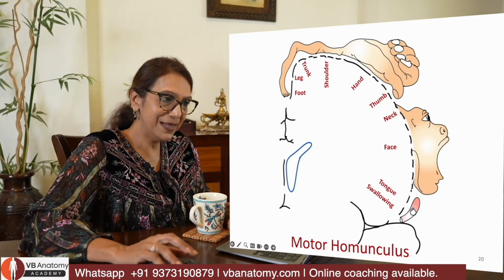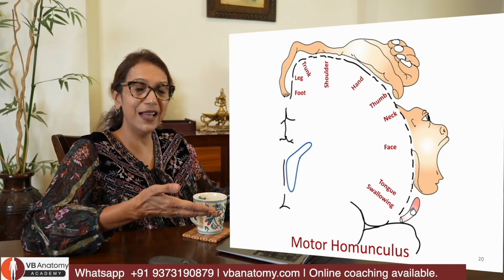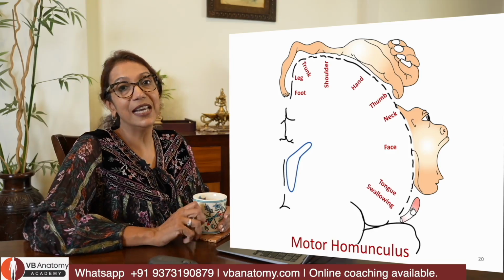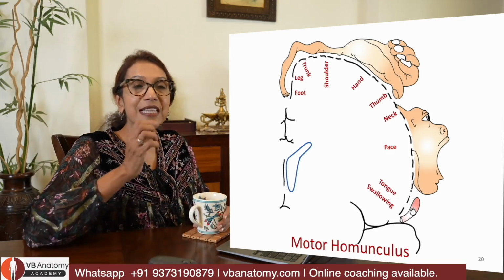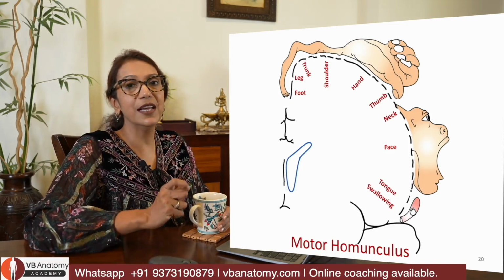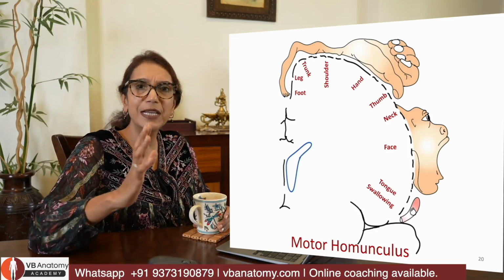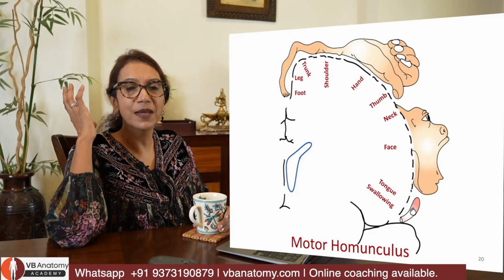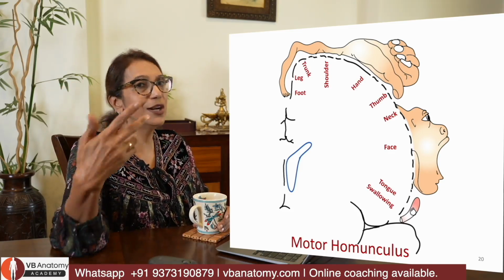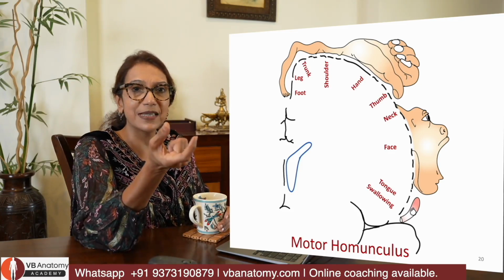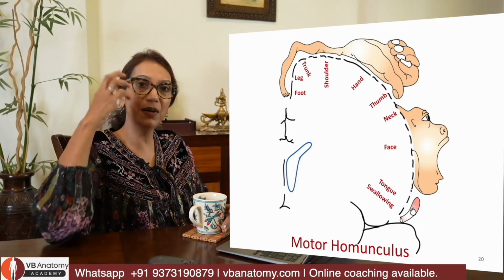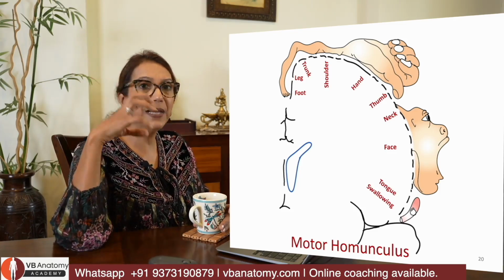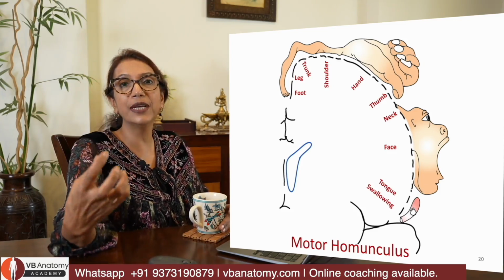But you will feel, ma'am, this is now not how we human beings are. We don't have such a big face. This representation is dependent upon the skill of motor activity in an area. My hand, which is extremely skilled, is having a huge representation in my cortex. Whereas my lower limb, which is not that skilled, is having a tiny representation. So we do have a representation in our cortex which is completely dependent upon skill of motor activity.